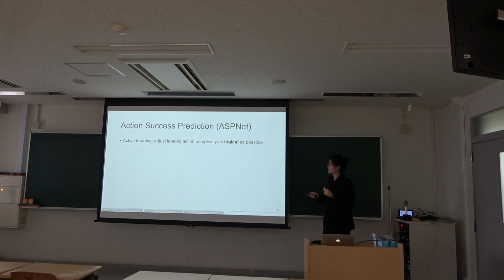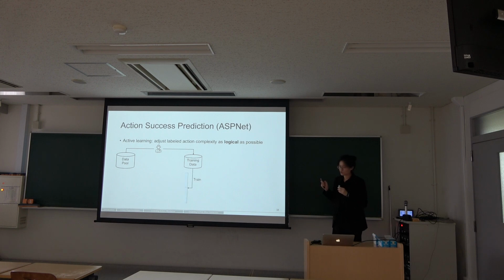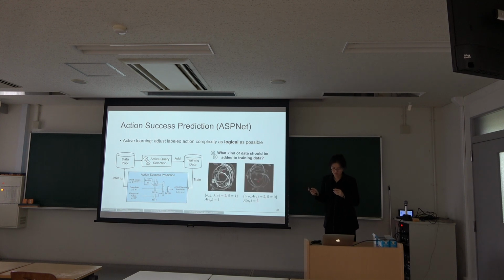And here's how we do it. Generally, we manually select several samples as training data to train ASP-Net, use the trained ASP-Net to predict the remaining samples, and query and add samples to fine-tune ASP-Net repeatedly. Here's the most important module, the active query selection. It continuously adds informative samples to the training data. What kind of data should be added? For example, when the complexity of the predicted action A_P is lower than the labeled A_L in a successful sample, or the complexity of A_P is larger in a failure sample.